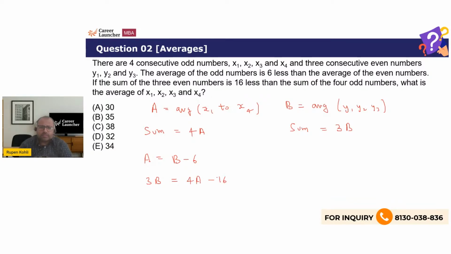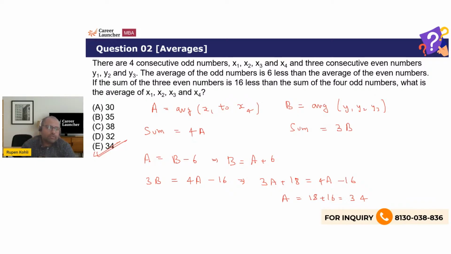Just solve this. We have to find the average of the first 4 odd numbers, which means we have to find the value of A. So I think we can substitute B as A plus 6 from the first equation into the second equation. So here we get that 3B, which is thrice of A plus 6, so 3A plus 18 equals 4A minus 16. Perfect. So I think 4A minus 3A is coming to be 18 plus 16. That makes it what? 34. Yeah, that is our answer, 34.